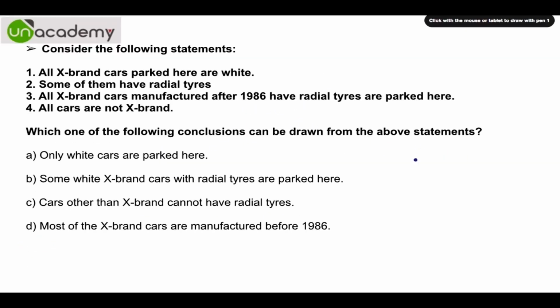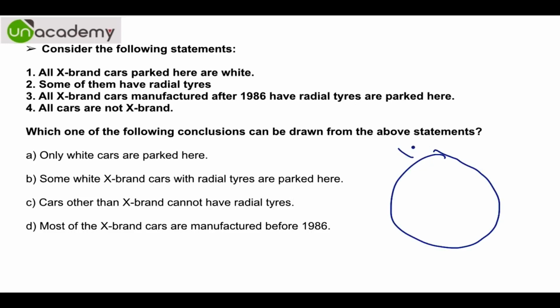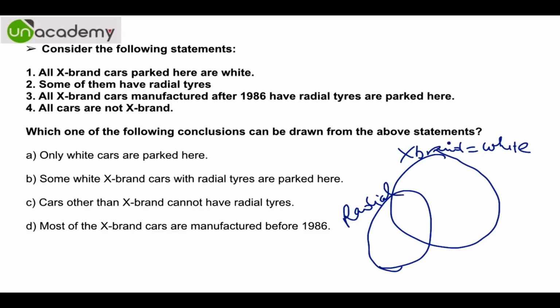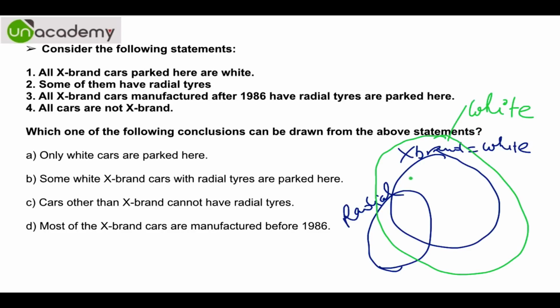All X brand cars parked here are white. So can you see this portion? So these are X brand cars and all of them are white. And now some of them have radial tires. Okay, so some of them have radial tires. So they are all white. Is that understood? There can be other white cars, but at least this part is white. So you can draw something like this and you can show that these are white cars and all the X brand cars are white. All X brand cars after 1986 have radial tires are parked here.